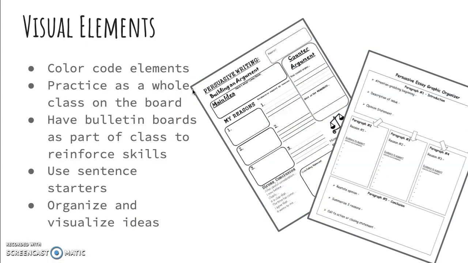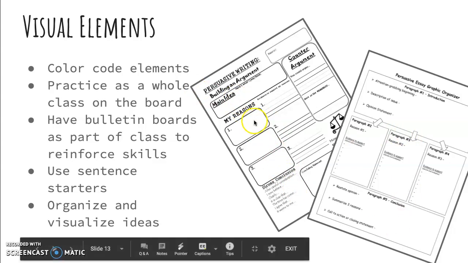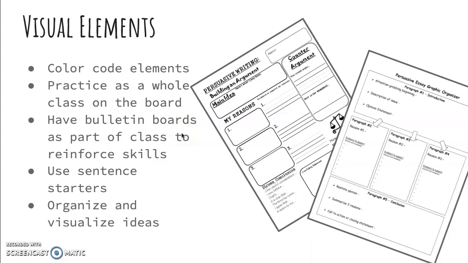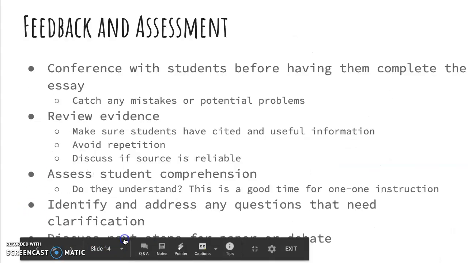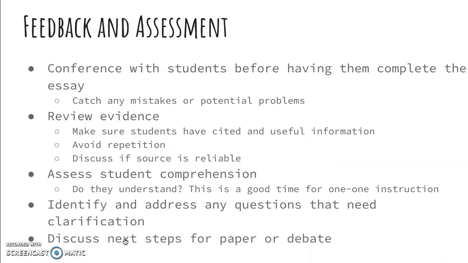I like to try to color code the elements as much as I can. These are some other user-friendly persuasive writing graphic organizers. They can be put on bulletin boards to reinforce the skills. They can be turned into a giant bulletin board. The use of sentence starters helps. And again, it just organizes and visualizes the ideas for the kids.